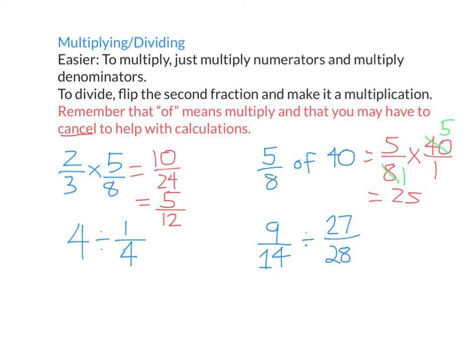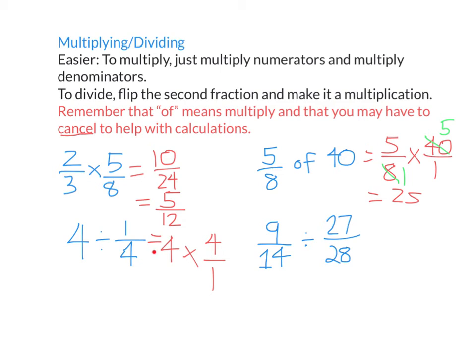Let's look at this one here. So a lot of people would look at 4 divided by a quarter and they'd say, oh, cool, it's just 1. It's not. 4 times a quarter is 1, but 4 divided by a quarter is actually 16. How did I get that answer? Well, when you're dividing fractions, you flip the second one and make it a multiplication. So what I'm going to do here is keep the 4 and flip the second fraction. So it goes from 1 over 4 to 4 over 1. So I flip the second fraction and make it a times.